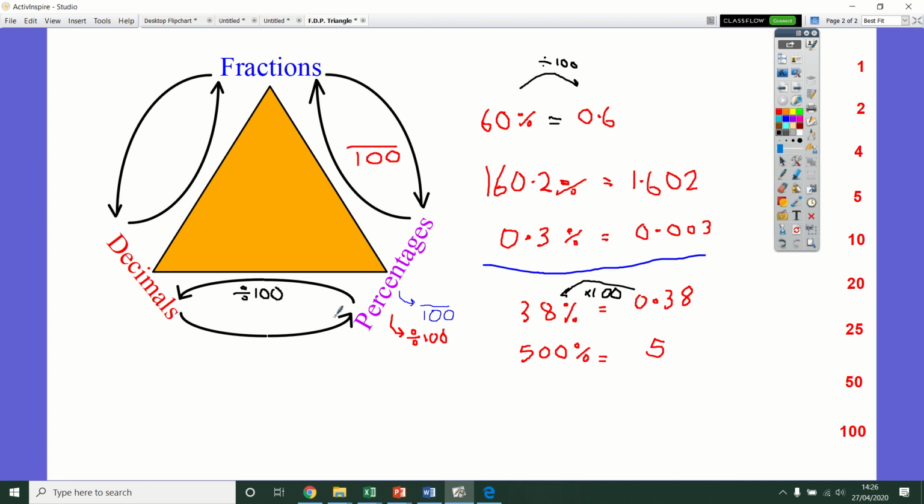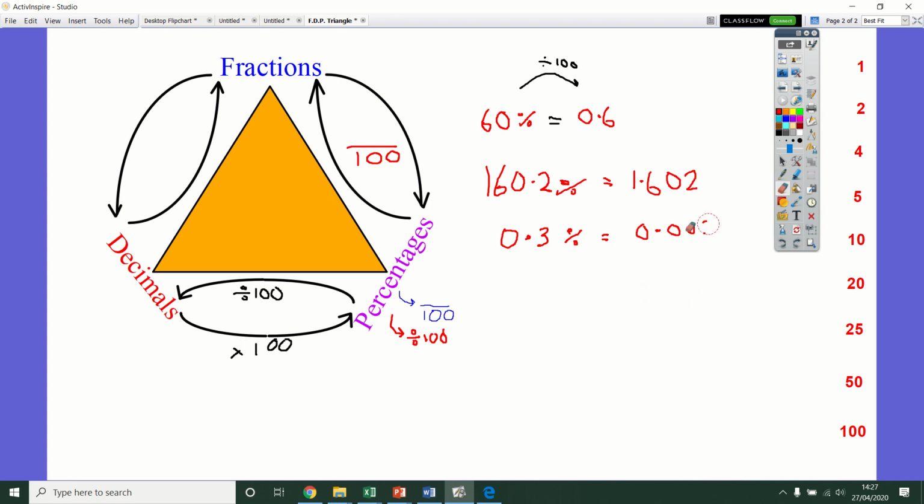And back this way, decimals to percentage, that's going to be the timesing by 100. Okay, so that's how to go between these two. There are lots more examples of this on the attached PowerPoint I'm going to give you as well. And then last thing to do is to work out how to go between fractions and decimals.